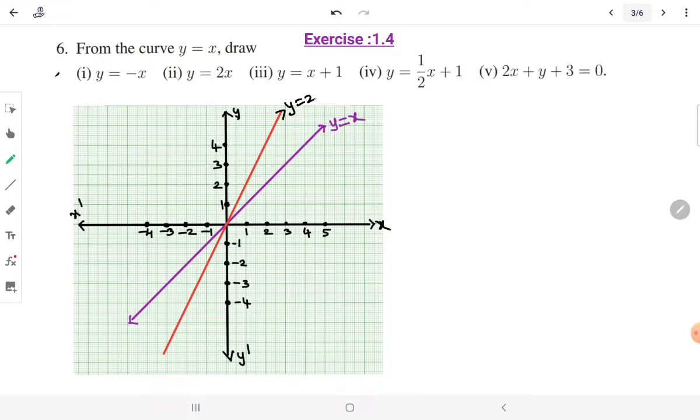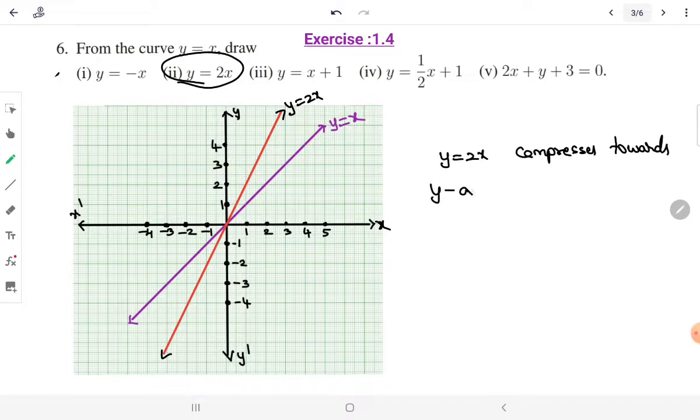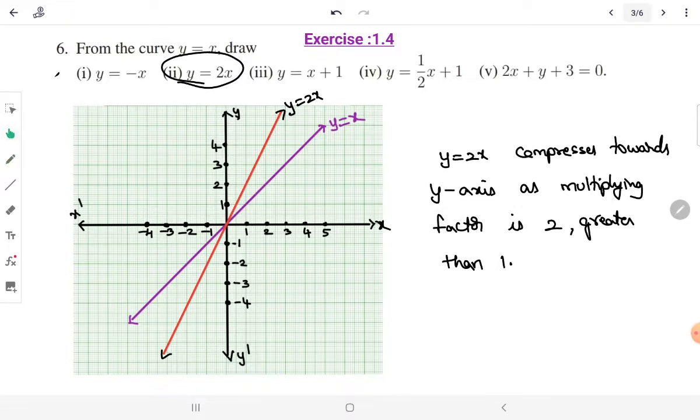So here you can write down y is equal to 2x. This is the y is equal to 2x graph. What can we write here? The graph y is equal to 2x, the second subdivision, compresses towards the y-axis, or we can say it moves away from the x-axis, as the multiplying factor here is 2, which is greater than 1. Since it is greater than 1, it should go away from your x-axis. So this is about the second subdivision.